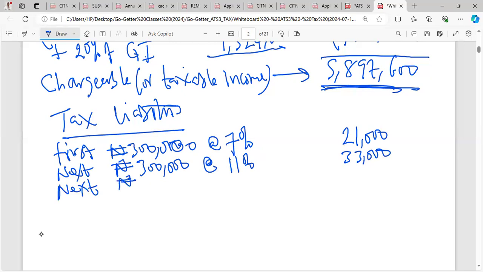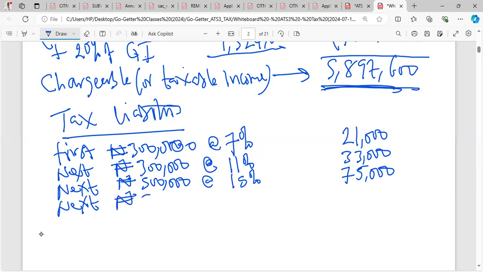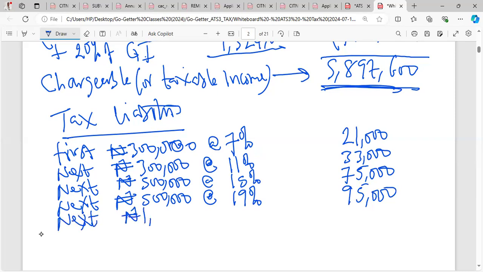The next 500,000 at 15%. This is 75,000. The next 500,000 at 19%. This is 95,000. The next 1,600,000 at 21%. This is 336,000.